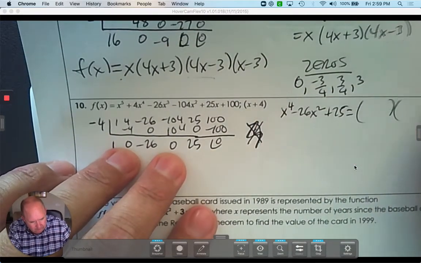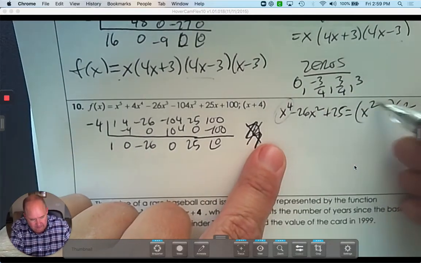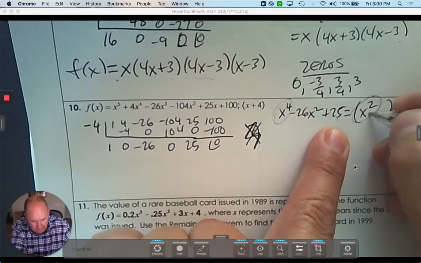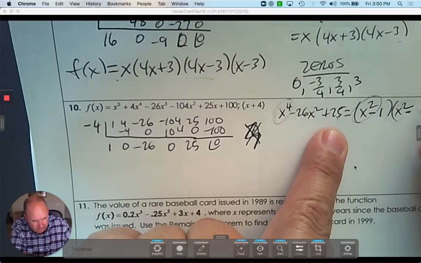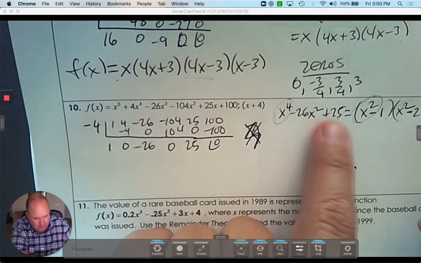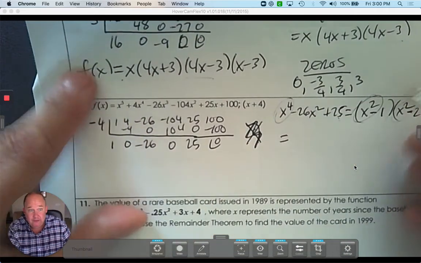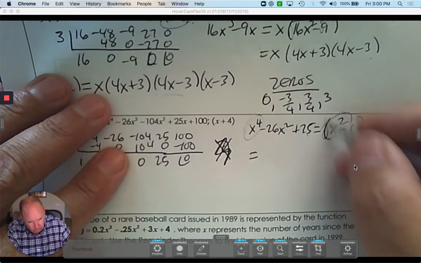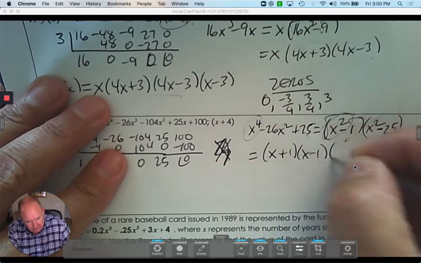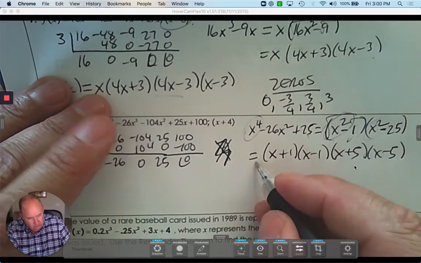What are the two numbers that multiply to 25? So instead of x, it becomes x squared. And then what are the two numbers that multiply to 25 and add to negative 26? So negative 1 and negative 25 fit. They multiply to 25, they add to negative 26. Then what's left is called the difference of squares. So the square root of x squared and 1, x plus 1, x minus 1, x plus 5, x minus 5. So those are the ones we found.